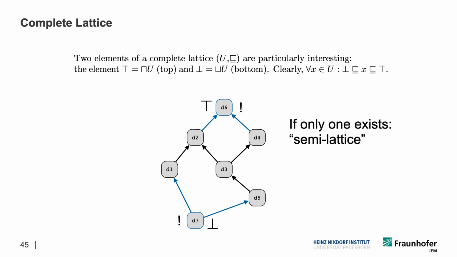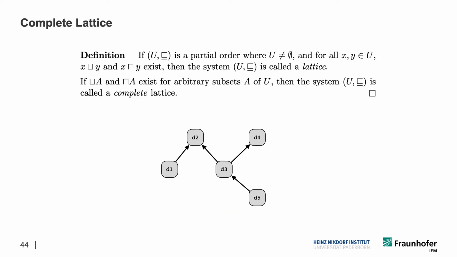There's also this notion of a semi-lattice, and that's essentially if only one of these exists, right? So if I go back to what I had here, sorry, this one here, right? So that's essentially a semi-lattice. We would be having this unique upper bound, right? But not the lower bound.